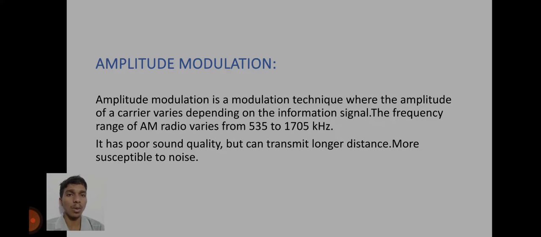So let's get into the topic. Analog modulation: amplitude modulation. Amplitude modulation is a modulation technique where the amplitude of the carrier wave is modulated depending on the information signal, that is the message signal. The frequency range of AM radio varies from 535 to 1705 kHz. It has poor sound quality, but amplitude modulation can transmit over longer distances, and it is more susceptible to noise. So in amplitude modulation, a lot of noise is present.